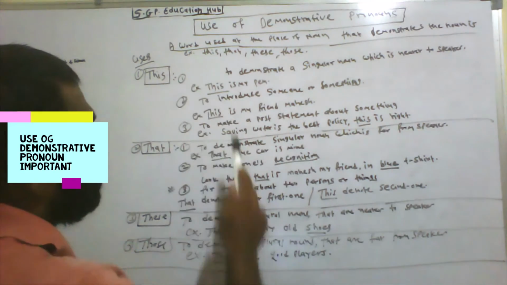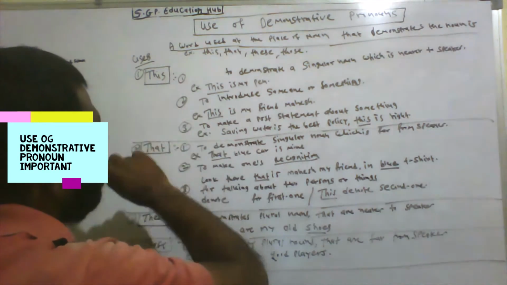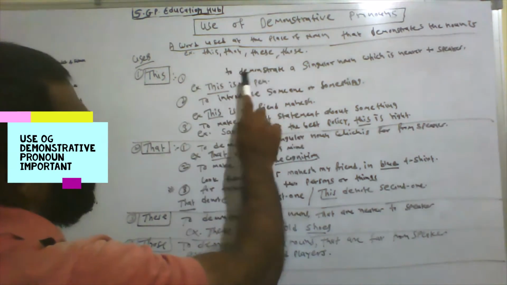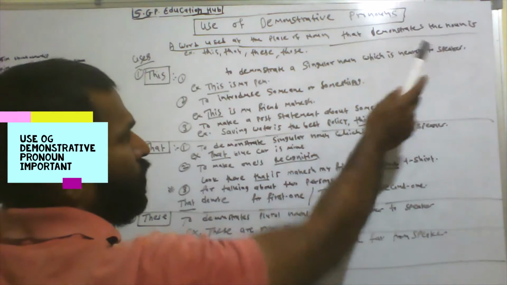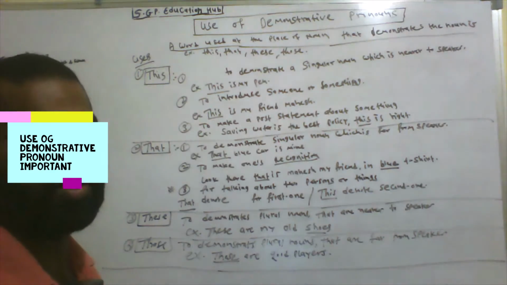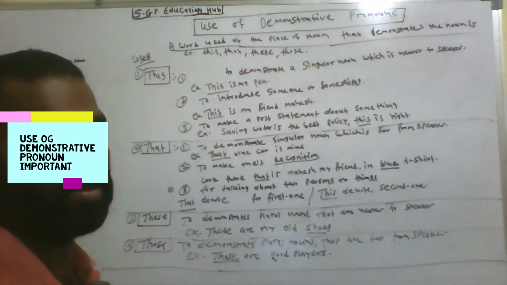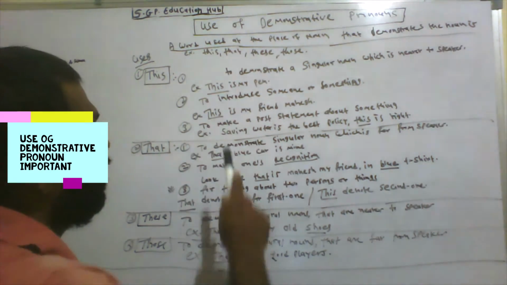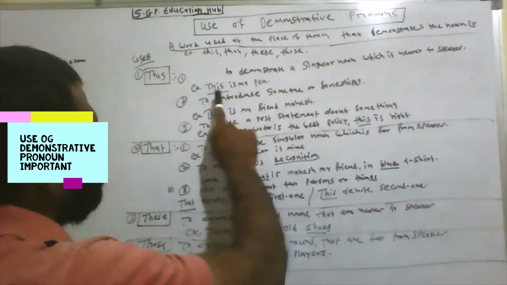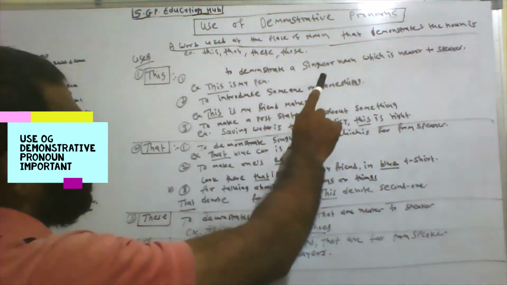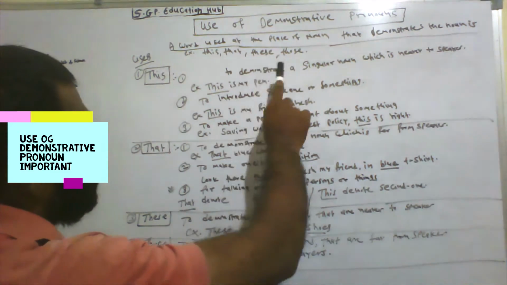Let's take some uses of this. First, to demonstrate a singular noun which is nearer to the speaker. Example: this is my pen. Here, this is used as a demonstrative pronoun.